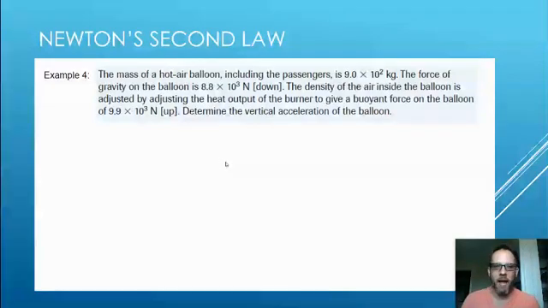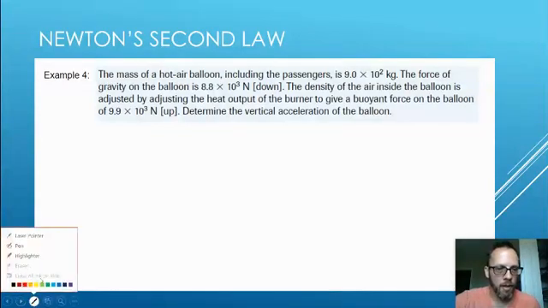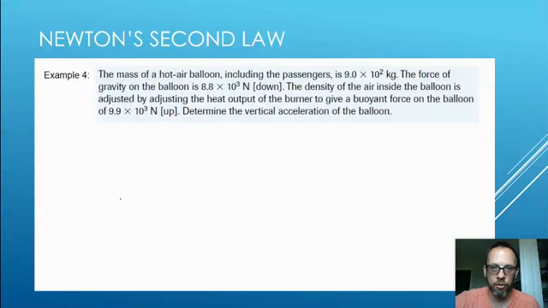So we got a hot air balloon, and its total mass, including the passengers, is 900 kilograms. We have a gravitational force, the weight of the balloon, which is 8,800 newtons downwards. And we're given a buoyant force that's keeping the balloon in the air or causing it to accelerate upwards of 9,900 newtons. We're going to find the acceleration of the balloon. So let's draw a free body diagram.